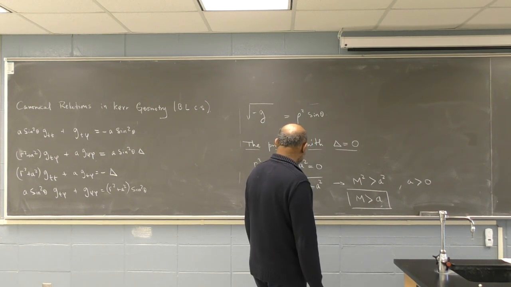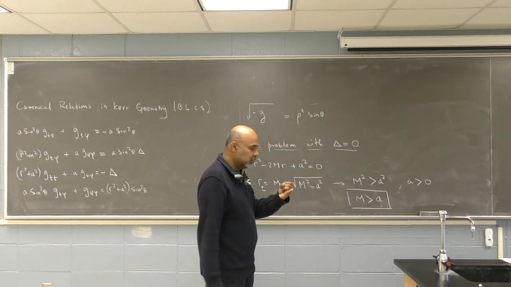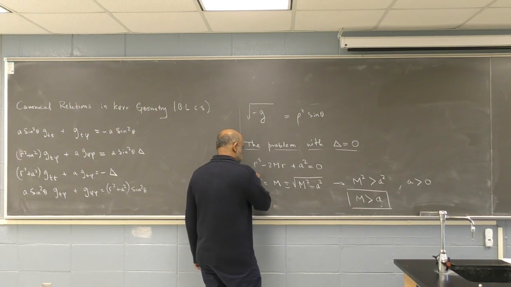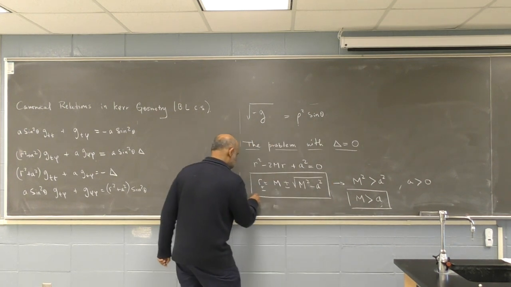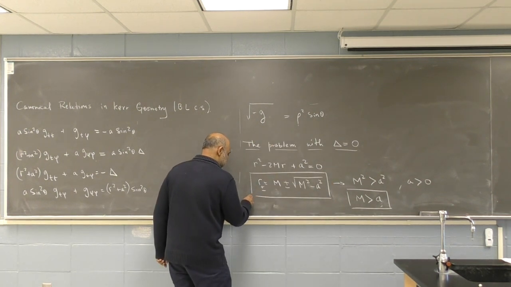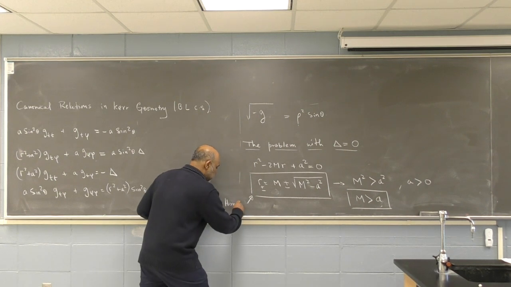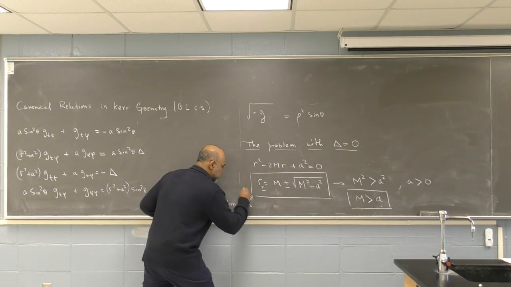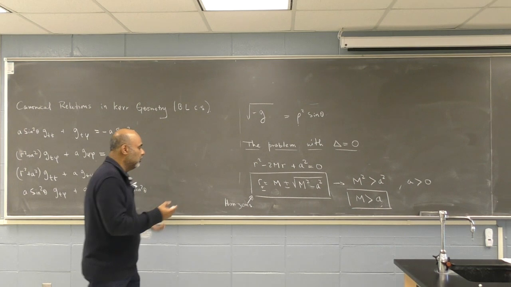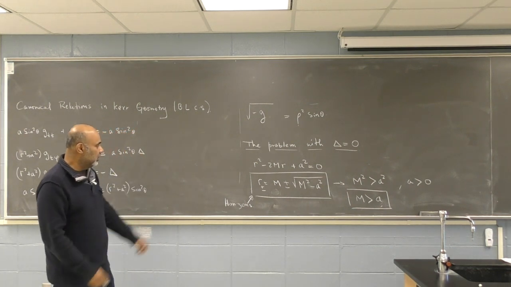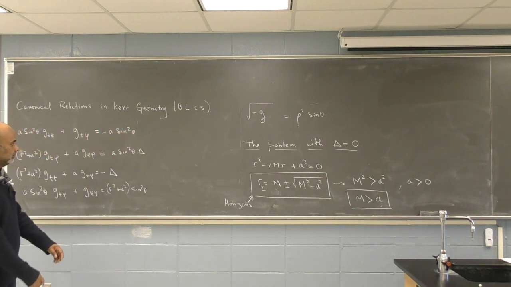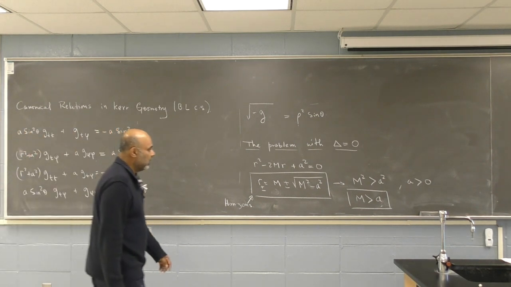Okay? So we have the ring singularity and the two horizons. Let me just write that down so that as I call r plus and r minus horizons, you know that's what I mean. R plus would be the outer horizon, the greater value. R minus would be the lower value.